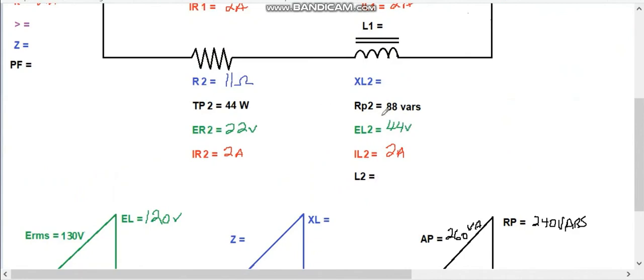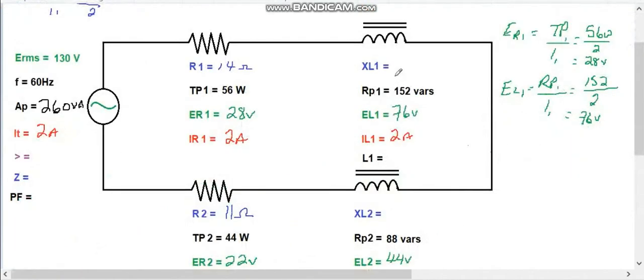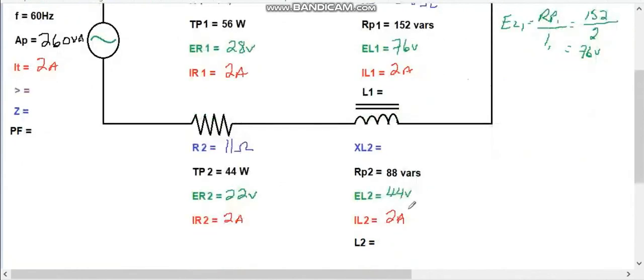Okay, and then XL1. XL1 would be 76 volts divided by 2 amps. So I've got 38 ohms. And then XL2. I got 44 volts divided by 2. So I've got 22 ohms.